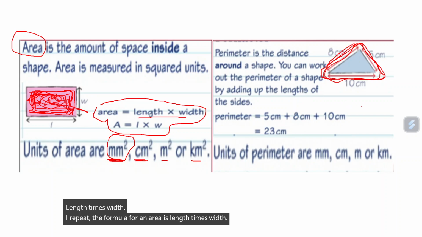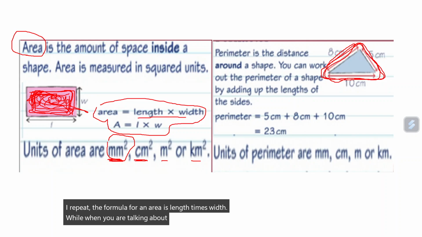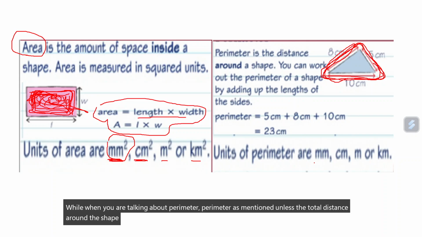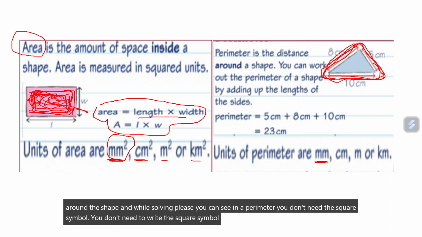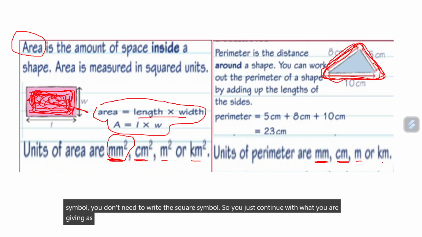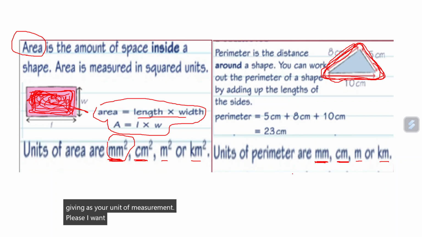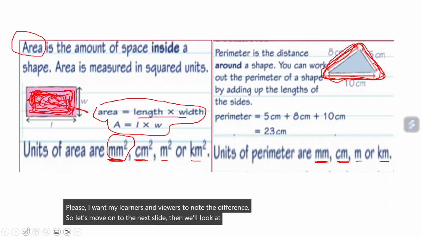While when you are talking about perimeter, perimeter as mentioned earlier is the total distance around the shape. And while solving, you can see in a perimeter, you don't need the square symbol. So you just continue with what you are given as your unit of measurement. Please, I want my learners and viewers to note the difference. So let's move on to the next slide, then we'll look at some examples.